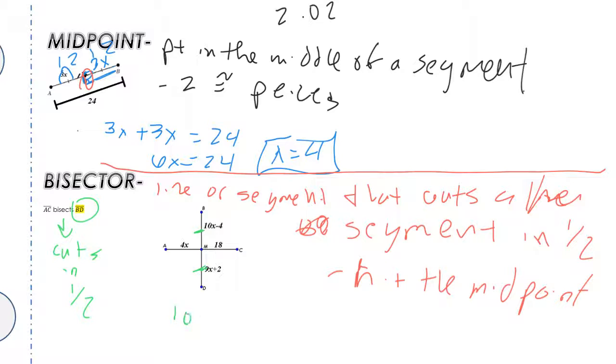So I could do 10x minus 4 equals 9x plus 2. I cannot do, this is wrong, do not do this, I can't say 4x equals 18, because it doesn't say that AC is cut in half. It says BD is cut in half. So you've got to read this really carefully. It's usually the second one that's cut in half, but AC cuts in half BD. So just be careful. This is the one being cut in half.